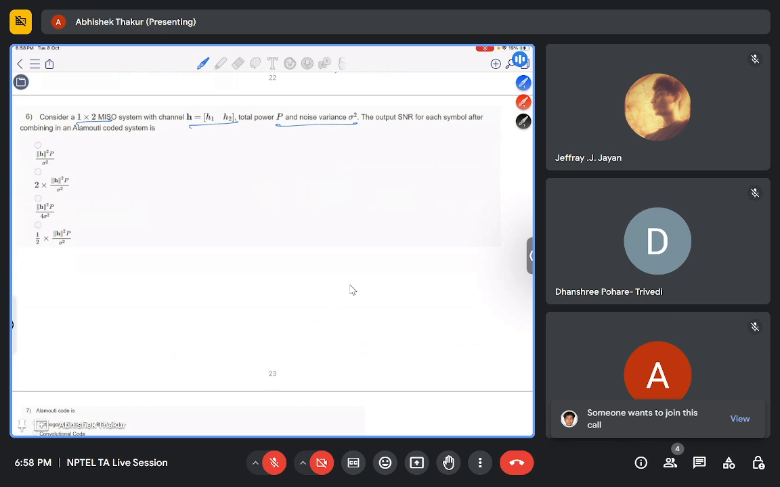So this we have studied. The output SNR is given as half into mod of H squared P by sigma square. So the correct answer is option number D. Also we will see whether we can solve one example based on this.